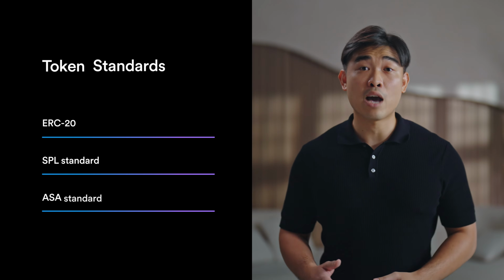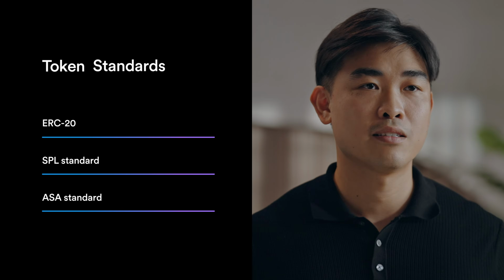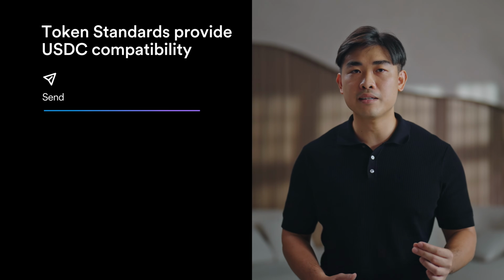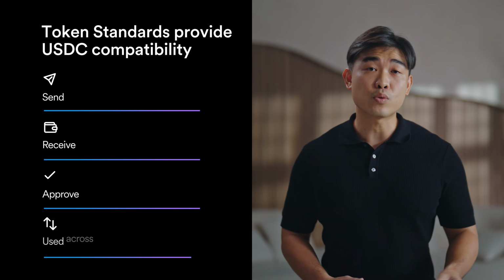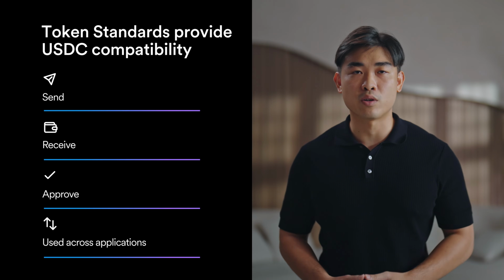On Solana, it uses the SPL standard. And on Algorand, it follows the ASA standard. The names and structure differ, but the goal is the same: to define how USDC can be sent, received, approved, and used across applications and smart contracts on each chain.